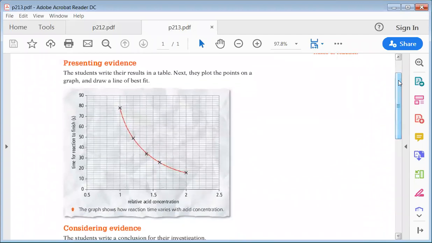They need to present their evidence now. They have the results in a table, then they plot the data in a line graph, because they used continuous variables, right? The time and what else?